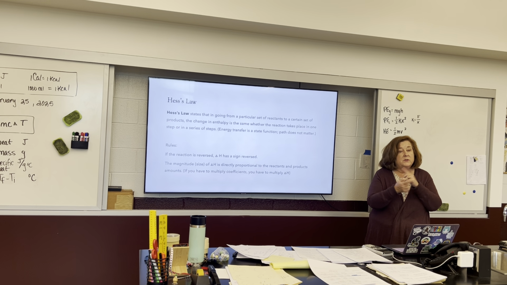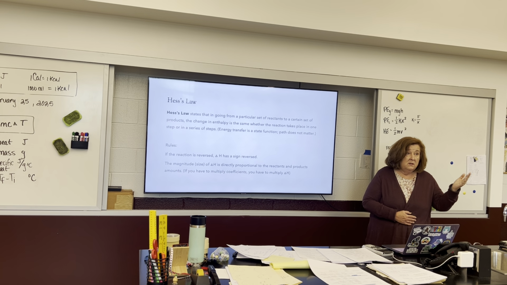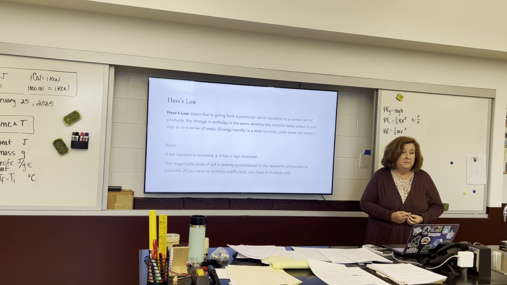If you have to reverse a reaction to use it, you have to change the sign on the enthalpy. So negative enthalpy changes means exothermic. So you make it positive. Now it's endothermic if you have to flip the equation. If you need 2 of something, you have to multiply through by 2 for the equation, then you've got to multiply the heat by 2. And we always use delta H.